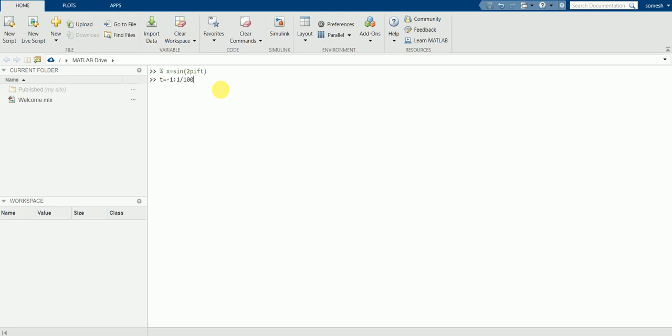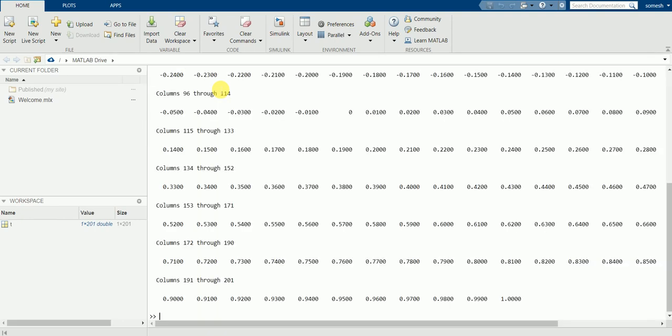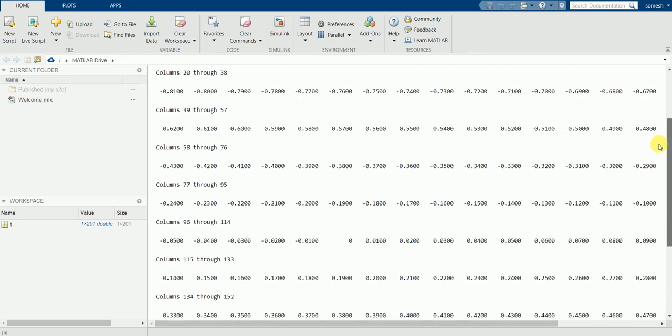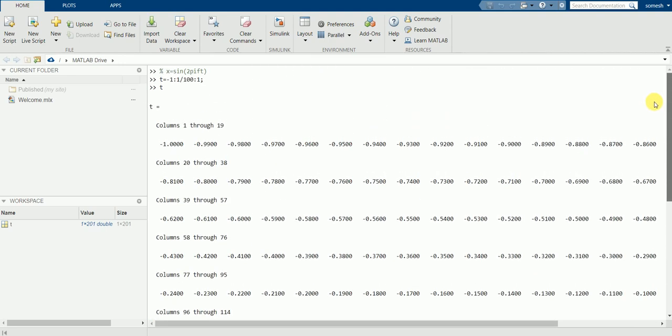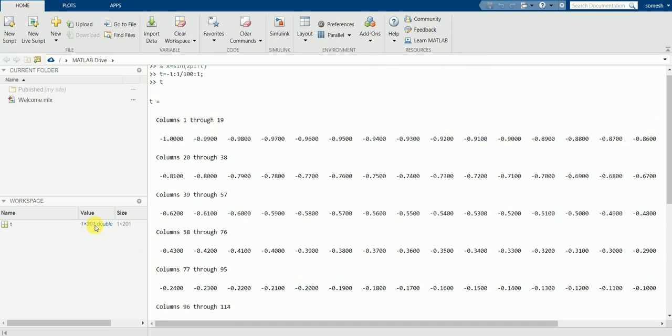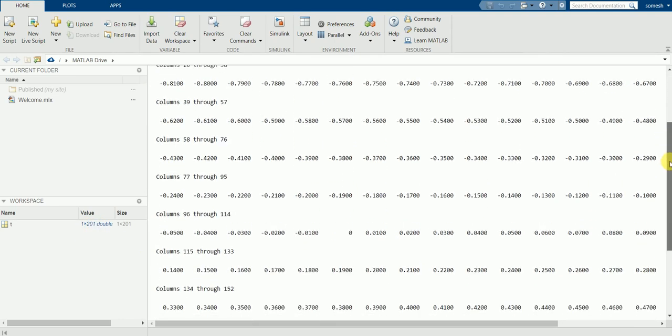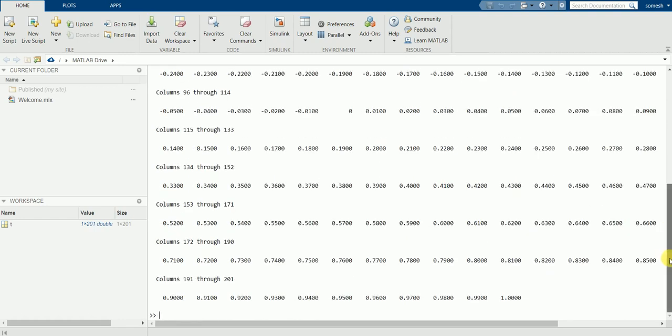100 to 1 and then a semicolon. So we have considered t values. Let's display the t values which we have considered. These are the t values we'll be using in plotting the graph. There are a total of 201 values.